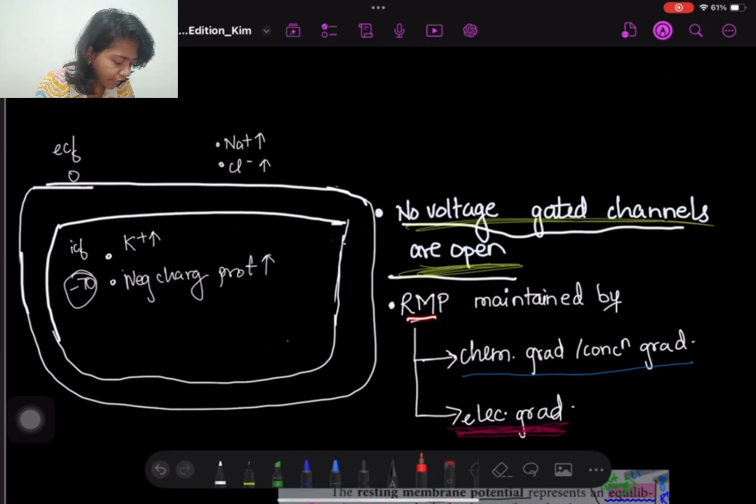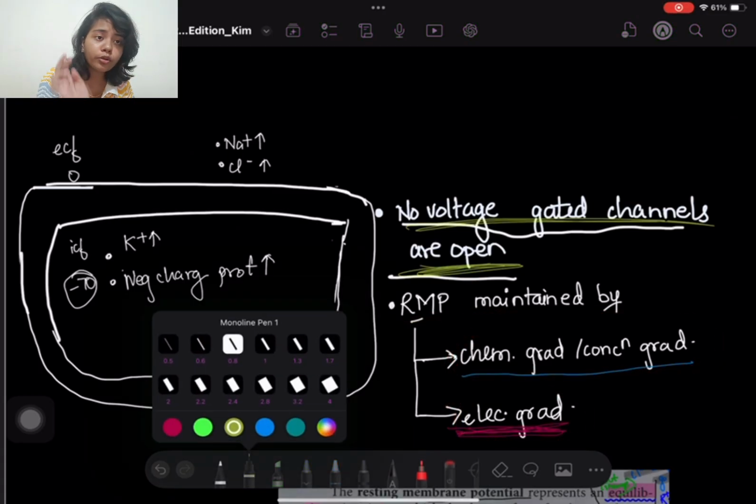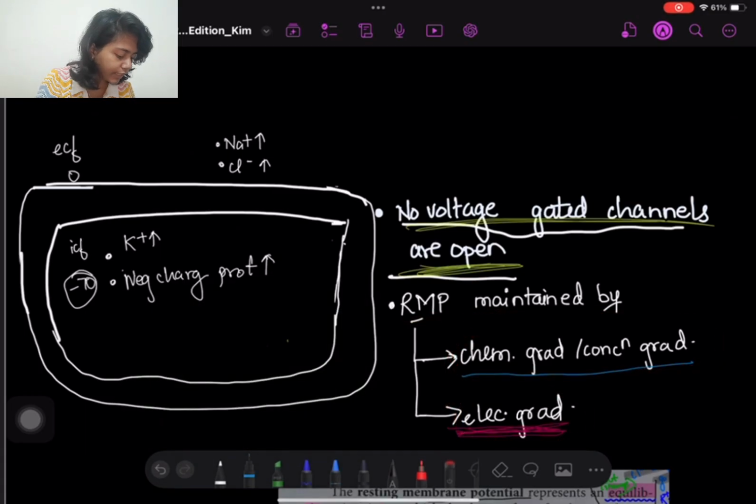See, RMP is maintained by the chemical gradient or concentration gradient and the electrical gradient. See, these two factors are going to maintain your resting membrane potential. One is the electrical gradient and the other is the chemical or concentration gradient. So we see what the chemical or concentration gradient is. That simply means that whichever ion is in excess in either the ECF or the ICF, it would want to go to the other side. So see, for example, potassium is more inside, so it would want to go out.